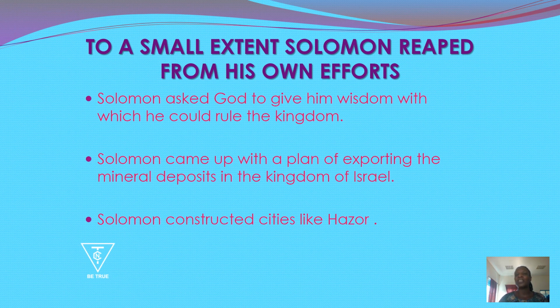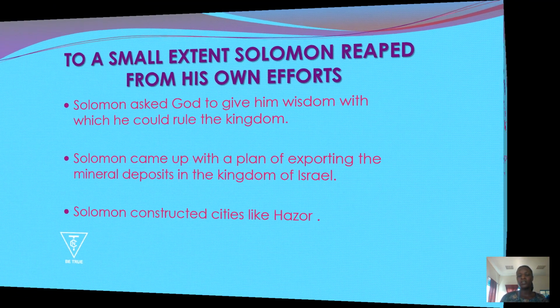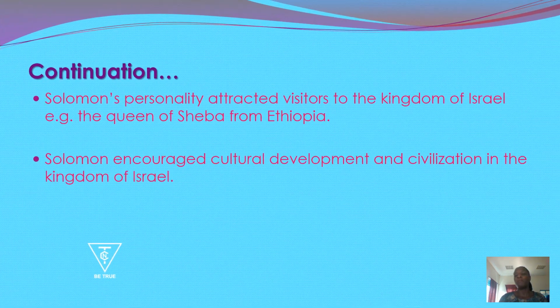We are seeing Solomon coming up with a plan of exporting mineral deposits in the kingdom of Israel. This was not done by David, but Solomon, as a king, also negotiated this and put it in plan so that Israel developed. The construction of cities like Hazor by Solomon was a personal initiative which David did not say. Therefore, Solomon, to a small extent, did not reap what his father David had sown.